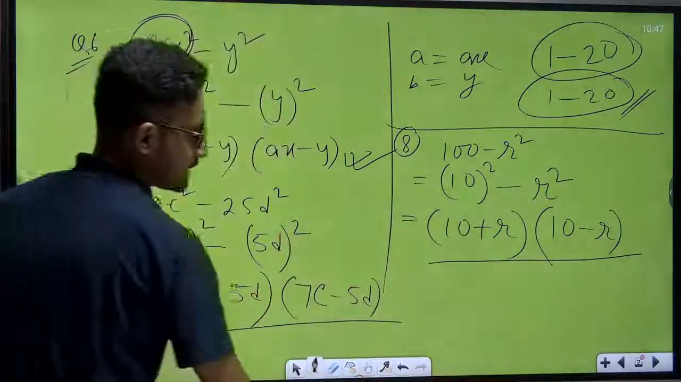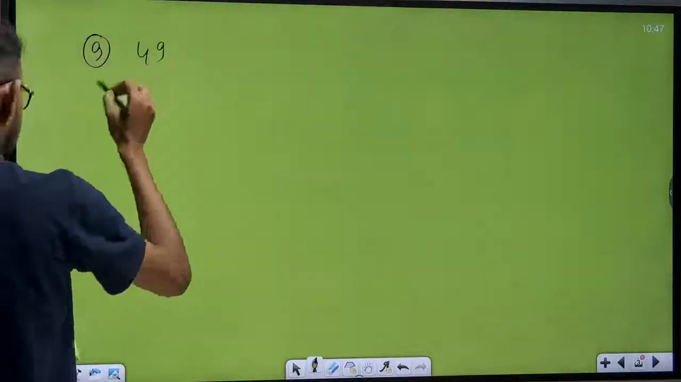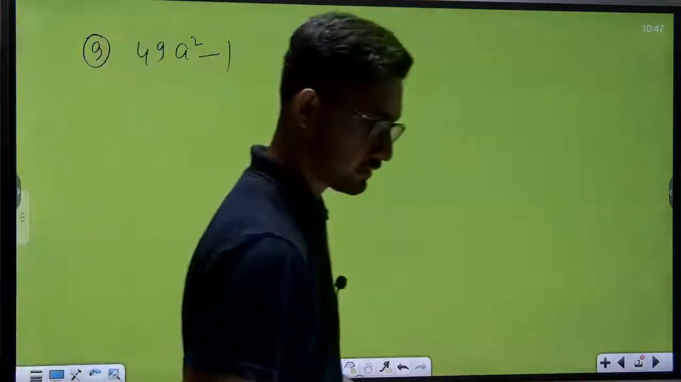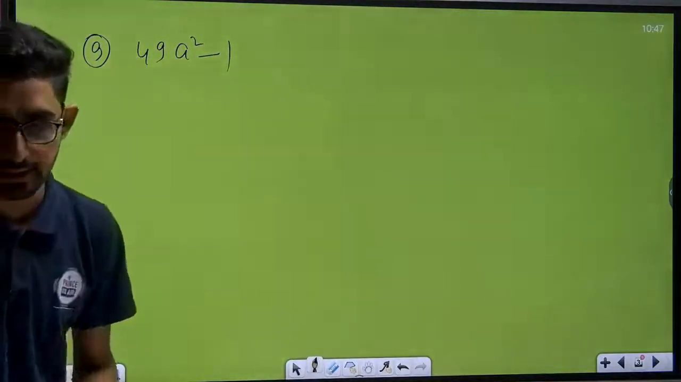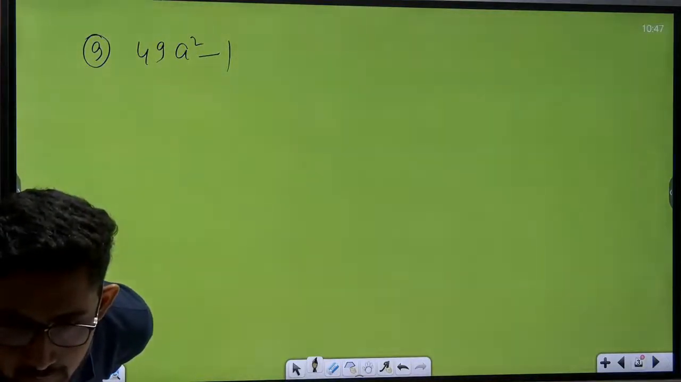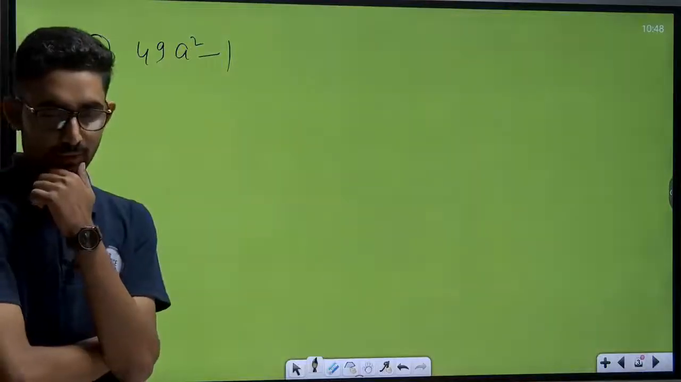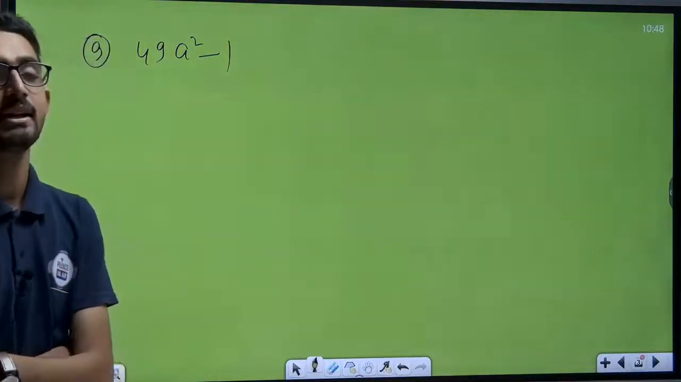Now next question. Let's see. Question number 7, 8 done. Now 9th question. 49 a square minus 1. Very much simple. Let's see how many students can solve this question within a second. Question number 8, 9, 10. Very good. So simple questions. That's why you're giving fast answers. Very good. Yes.